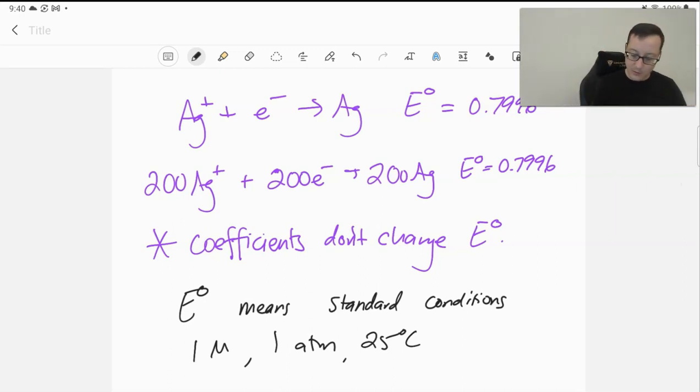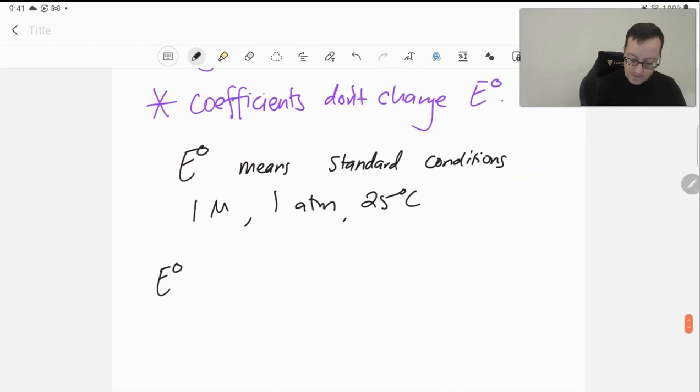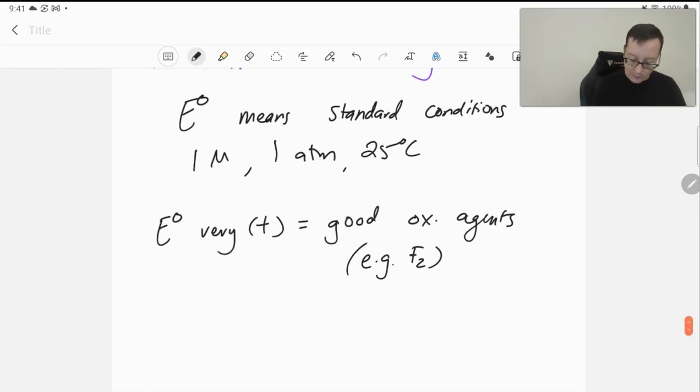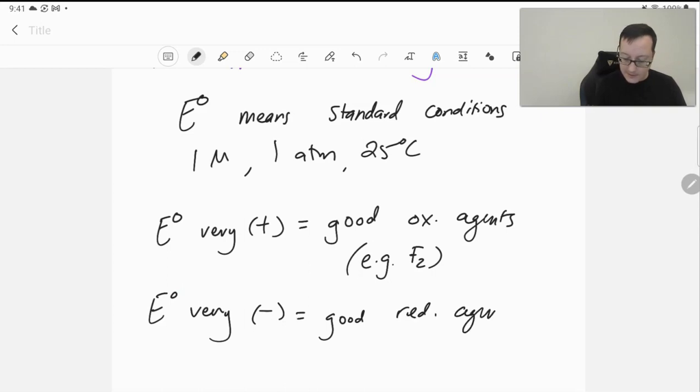All right, I do want to mention as well that very positive ones, like fluorine for example, are good oxidizing agents. If your cell potential is very negative, you are a good reducing agent. And in the next video, we'll take a look at some cells, and we'll be able to predict, if it's a voltaic cell, which one is going to be reduced and which one is going to be oxidized. So that'll be our next video.